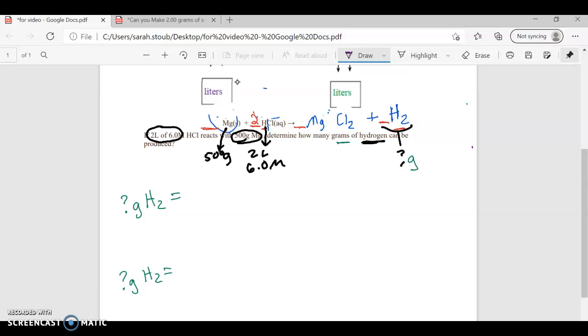In other words, 500 grams of magnesium. And the other one is I have to start with something of hydrochloric acid, the HCl. Now I'll get back to this one, but let's stick with the magnesium here.